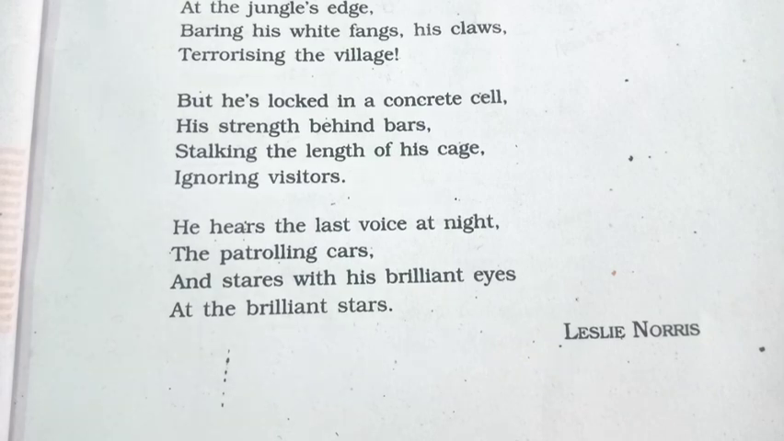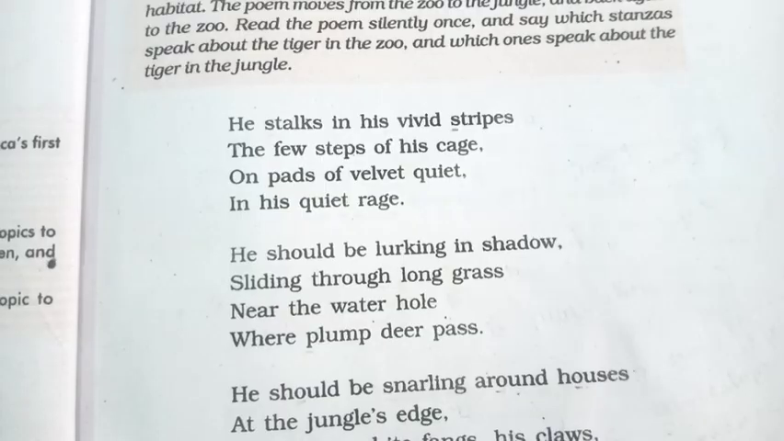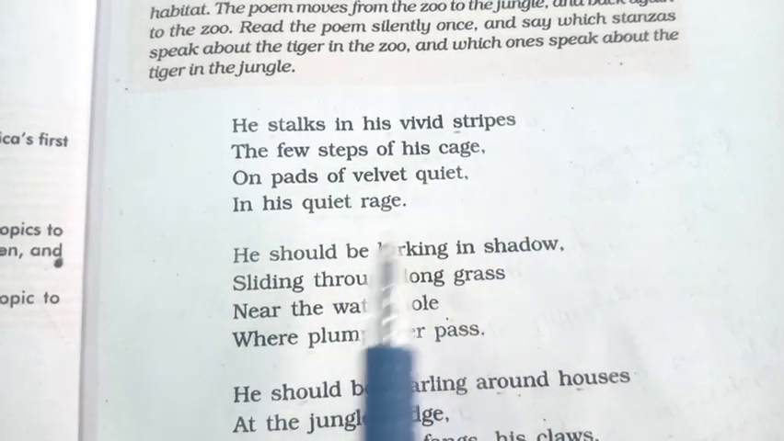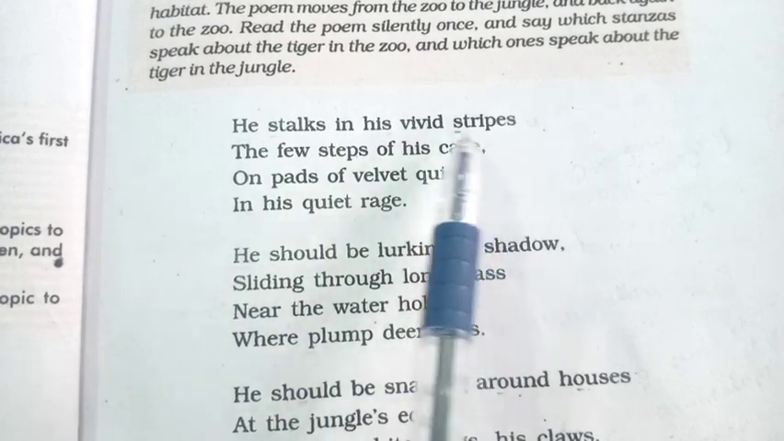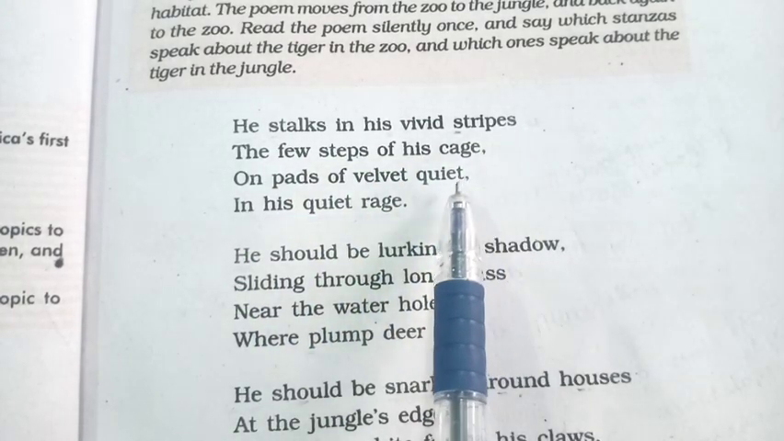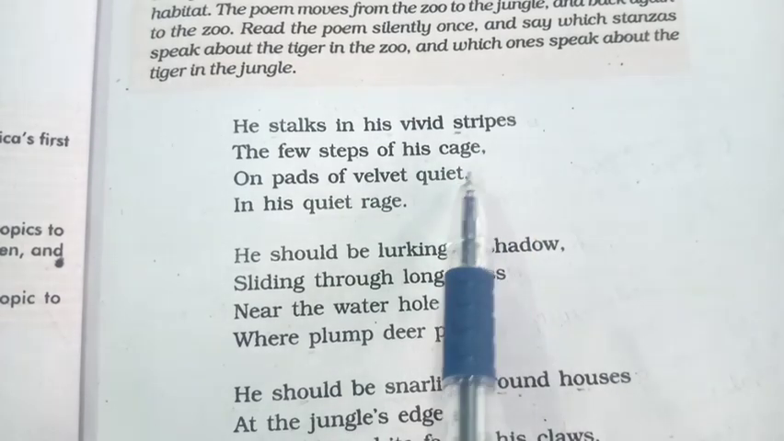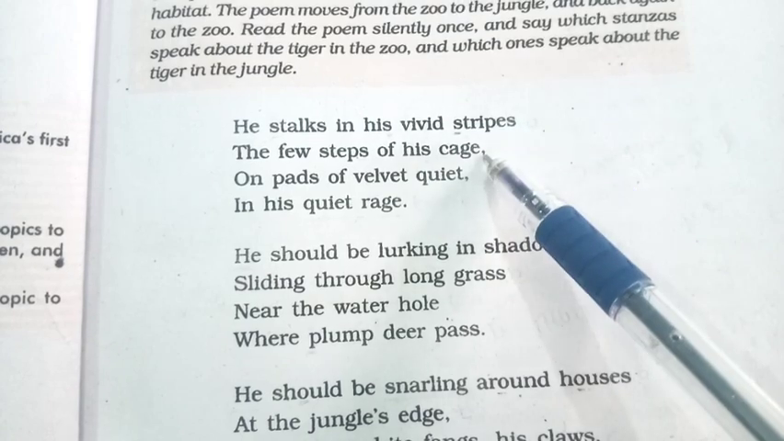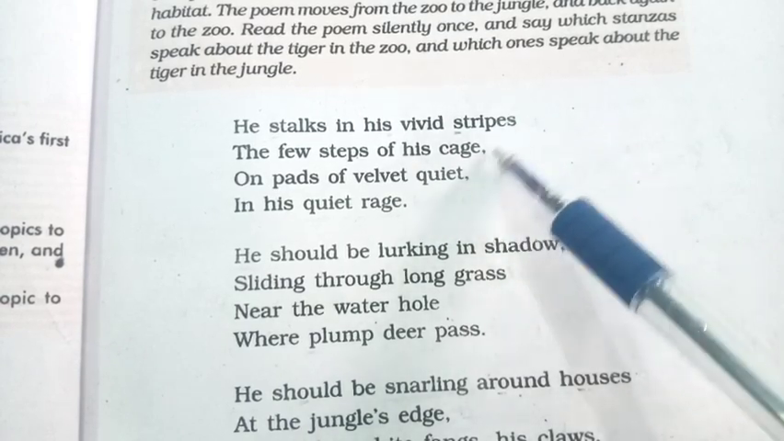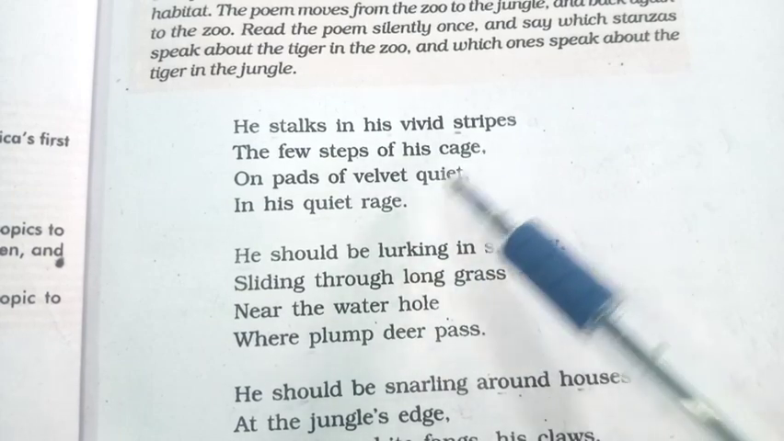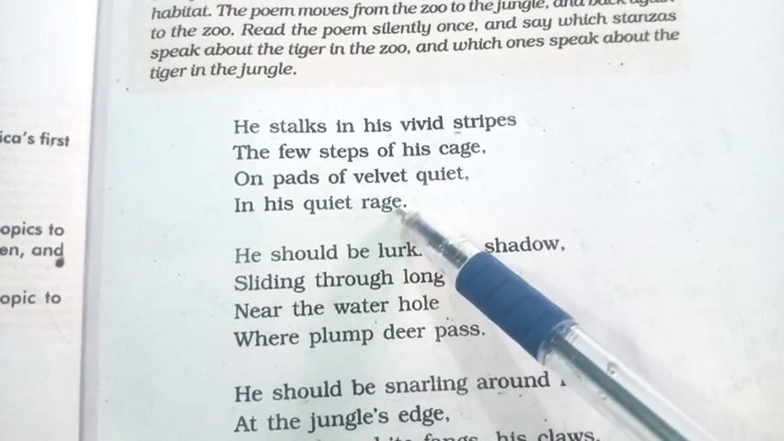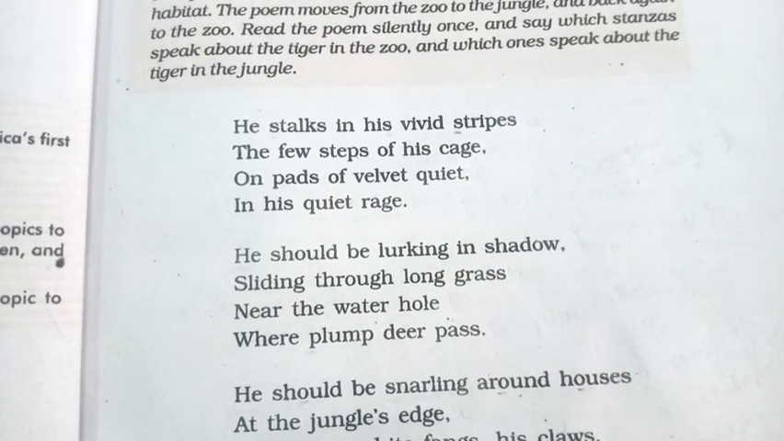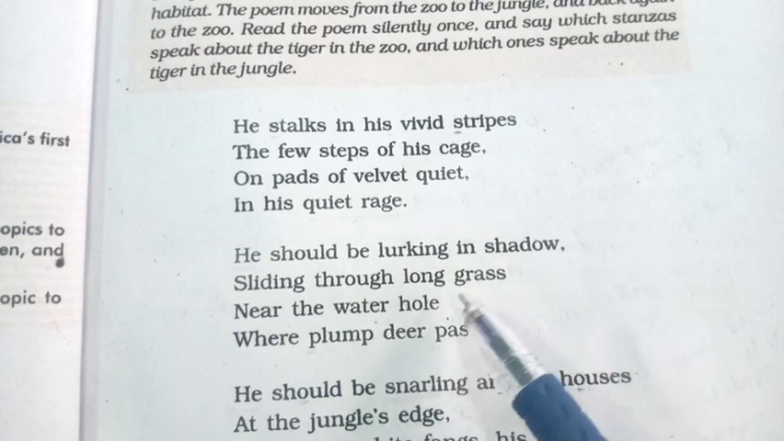Now I'm going to give you the poetic devices in this poem. Children, we will discuss the rhyming scheme and poetic devices given in this poem. The rhyming scheme in this poem is A, B, C, B: stripes, cage, quiet, rage. Stripes is A, cage is B, quiet is C, different from the other three, and again rage, so cage and rage are both B. So A, B, C, B in the first stanza, and the same in the whole poem.